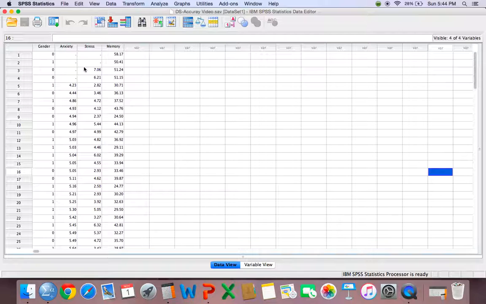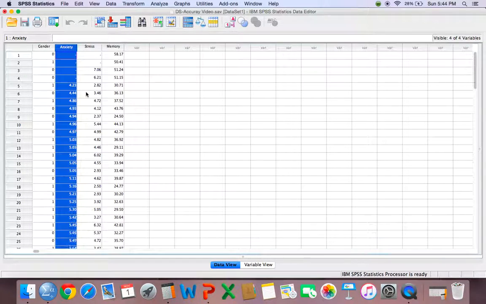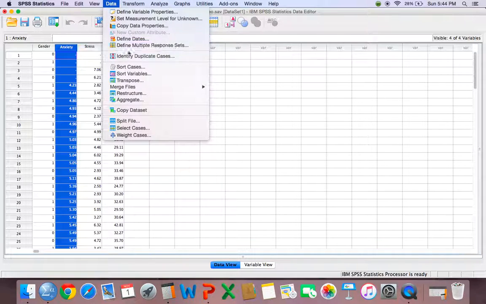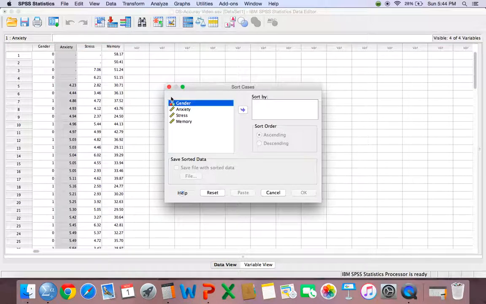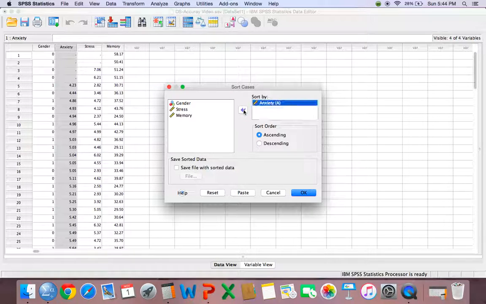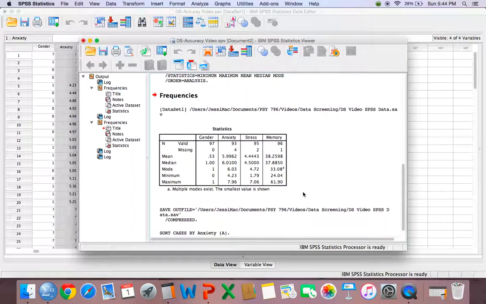So in data view, you can check if data is MCAR or MNAR, missing completely at random or not at random, by right-clicking on a variable or a column in SPSS. I would right-click and sort ascending. And if that doesn't work for some reason, you can also go to Data, Sort Cases, and move the variable you want to sort over. You can only move one variable over at a time. So we're going to click Anxiety, hit Ascending, and hit OK.